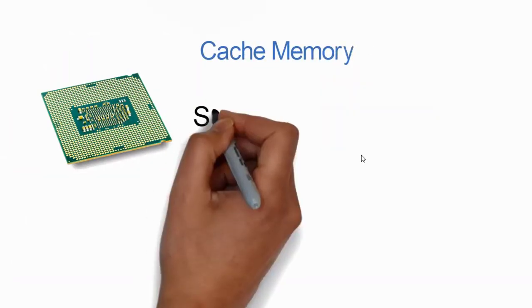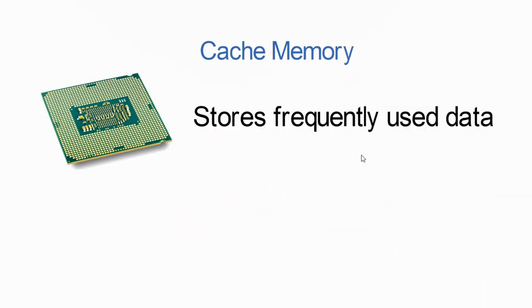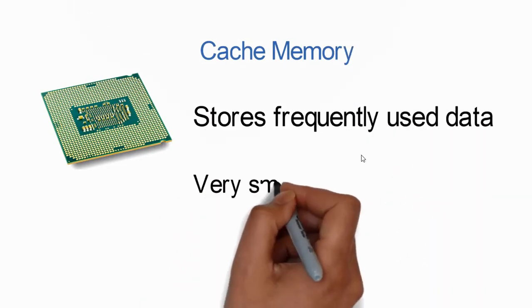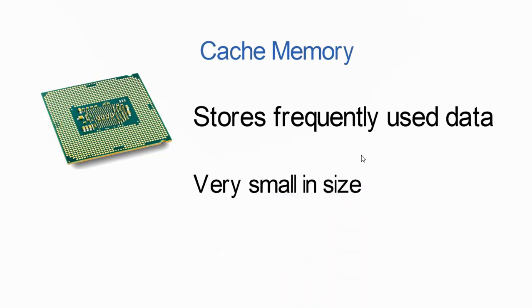Another type of memory is cache memory. It stores data which are frequently used. It is very small in size and it is faster.